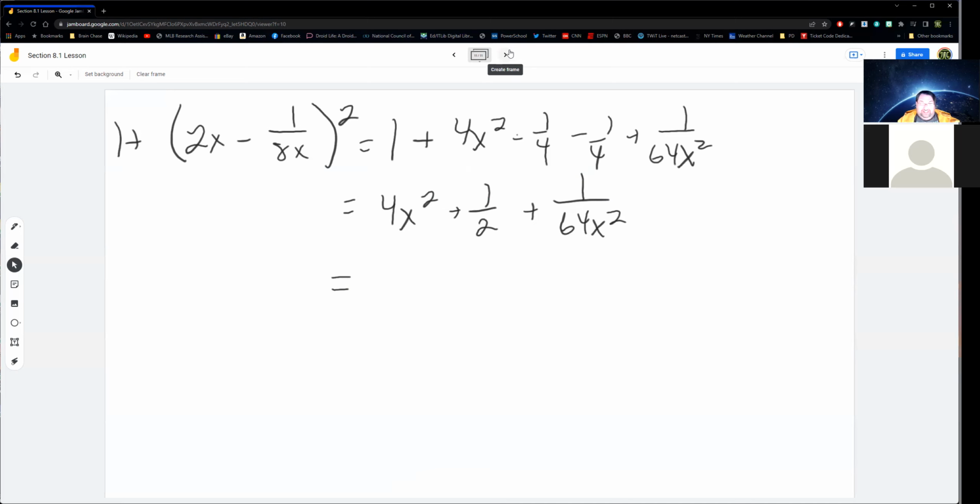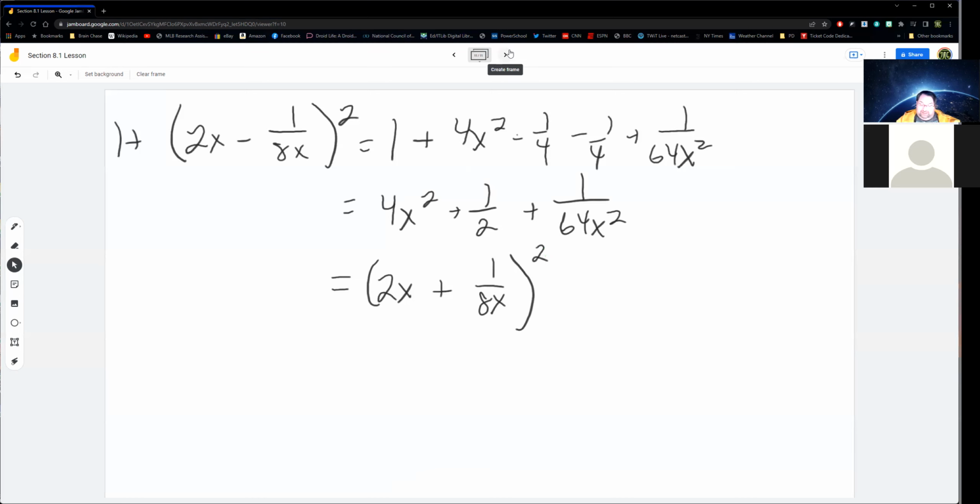So when you have something that looks like this, and we've got to factor it, if we look at the first and the last terms, both are perfect squares. So I've got 2x and 1 over 8x, right? So we try that and see if that would actually give me my middle term correctly.